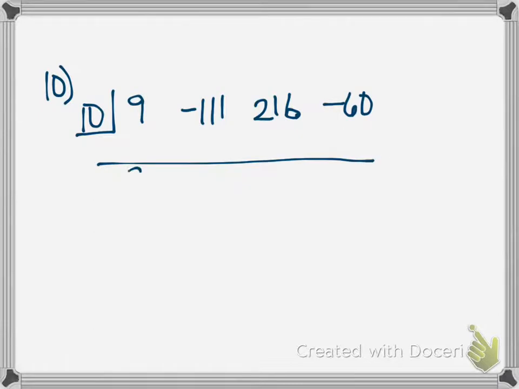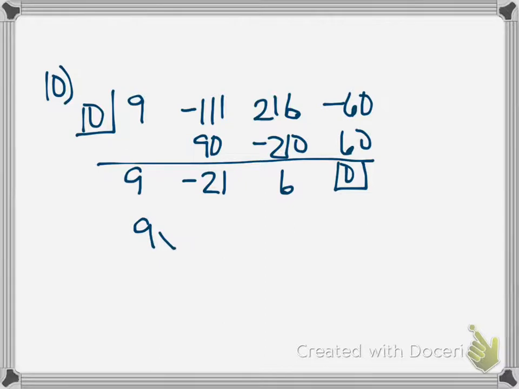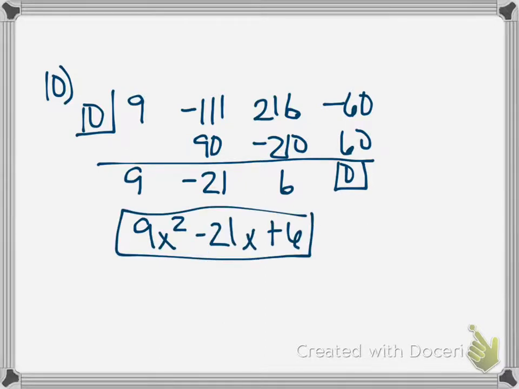Number 10. Number 10 will bring down the 9, multiply, combine, got a 0, and it's the same thing. Most of that's fairly easy. I'm sure y'all won't have any problems.